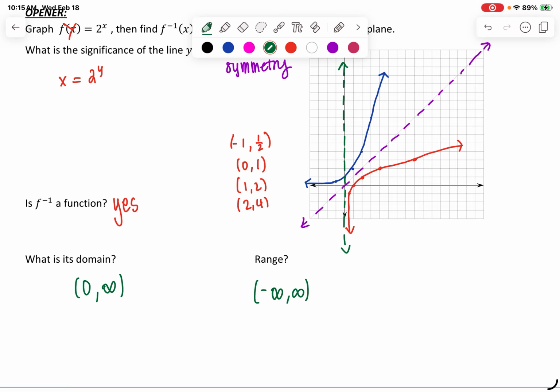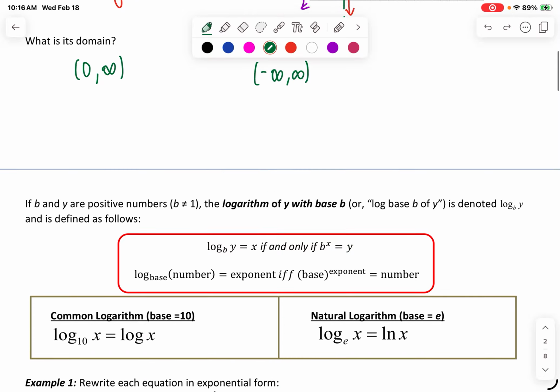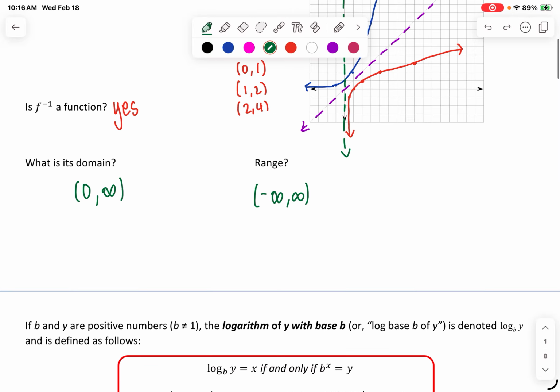If you notice this domain and range, that is the inverse of y equals 2 to the x. Y equals 2 to the x has a domain of all real numbers and a range of 0 to infinity, and it makes sense. All that we did was switch the x and y values. So what we'll learn in this unit is how to write this in its proper form and how we would graph it once we had that. Okay, but for now, using points is a good thing to see.